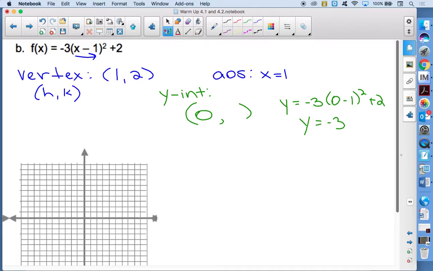So 0 minus 1 is negative 1, but negative 1 squared becomes positive 1. So Ben, our y-intercept is? Negative 1. So we have the axis of symmetry, we've got the vertex, we have our y-intercept. Every y-intercept can be found by plugging a 0 in for x.